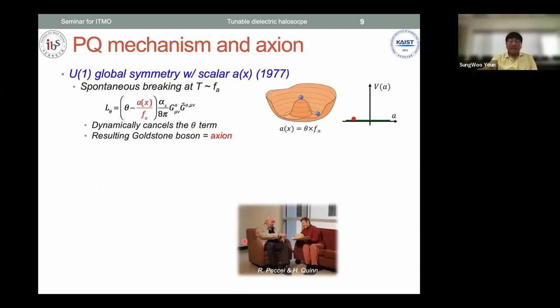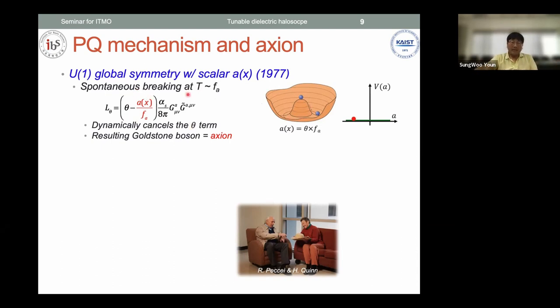In 1977, the gentleman and the lady sitting over here had a nice idea to solve this problem by introducing a new global symmetry, a new U(1) symmetry, with a scalar field A, which permeates all the universe. The symmetry is supposed to be spontaneously broken at a particular energy scale f_A, and then the field sits over there, and this dynamically cancels the theta term.